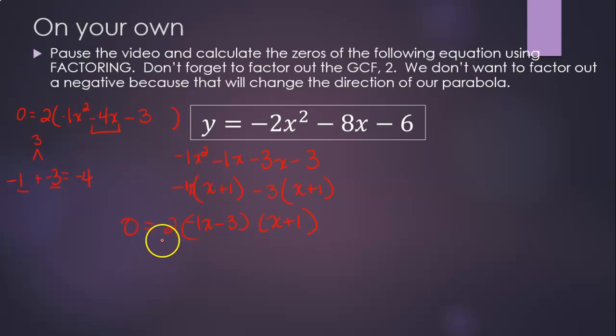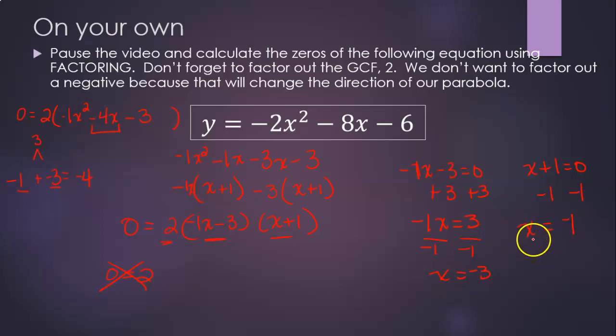Now our zero product property tells me that I can take each one of these factors and make them equal to 0. Well, 2 can't equal 0, so we just take that one and throw it out. The other two: negative 1x minus 3 equals 0, and x plus 1 equals 0. Add 3 to each side. We get negative 1x equals 3. Divide both sides by negative 1, and so x equals negative 3 is one of our zeros there. Minus 1 from each side, and so x equals negative 1. So you should have gotten zeros of negative 1 and negative 3.